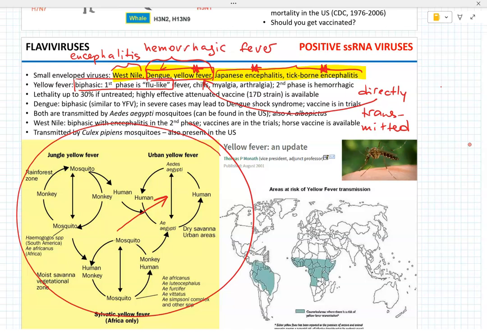That makes sense. Now, West Nile is transmitted from birds to humans by mosquitoes, Japanese encephalitis from rodents, and tick-borne encephalitis from rodents by ticks. But I want to focus on yellow fever and dengue specifically. Do we have, in the United States, a transmission of yellow fever within the continental United States? We do not. The people in sub-Saharan Africa have a transmission of yellow fever.